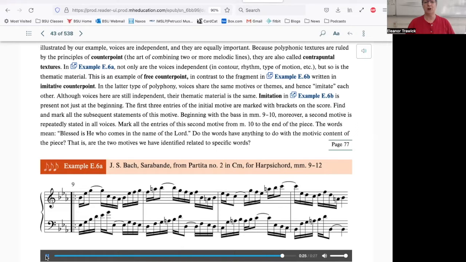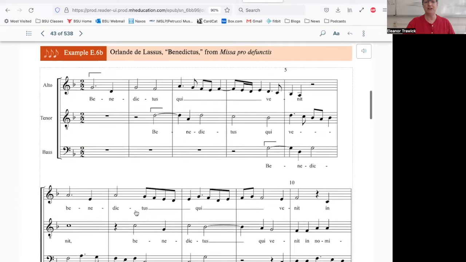This is an example of non-imitative polyphony. The two lines are doing their own thing, and they're not in any particular relationship with each other, except of course that the composer has made sure that they'll sound good together. Here, on the other hand, is an example of imitative polyphony.